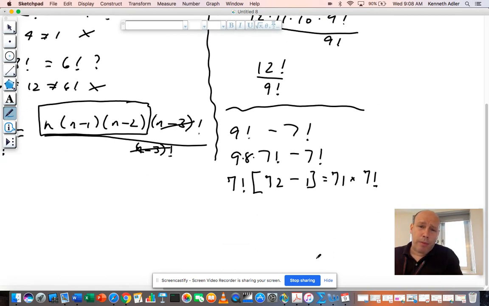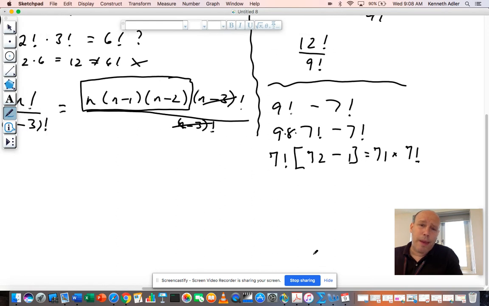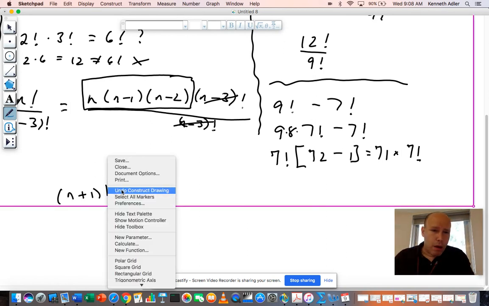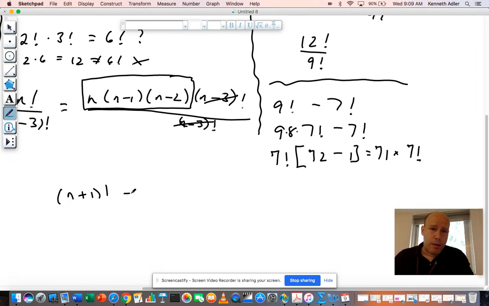The last problem they give you in the unit, they make a mistake in the book, actually. They ask you to simplify n plus 1 factorial minus n factorial plus n minus 1 factorial. They accidentally set it equal to the previous one, but we're fine. The idea is just factor it.